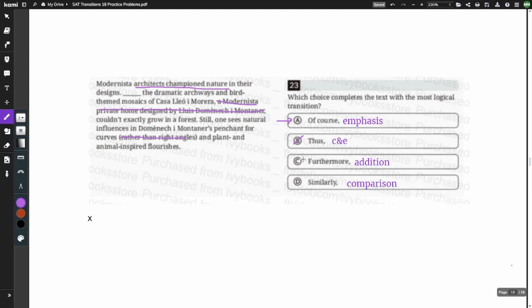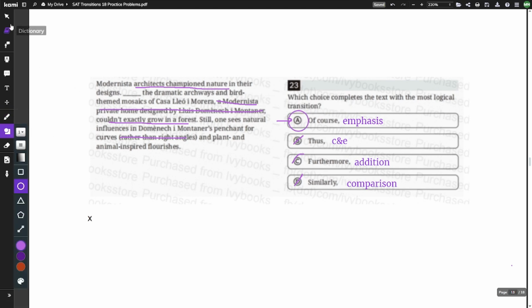If we look at C, architects support nature in their designs. Furthermore, the designs of this house couldn't exactly grow in a forest. Yeah, no, it's not adding on to anything. I mean, this one's talking about supporting nature, and this one's talking about how it can't grow in the forest. And then similarly, these two are not similar at all. One's talking about supporting nature, one's talking about not growing in a forest. It's definitely not going to be D, so our answer is going to be A.